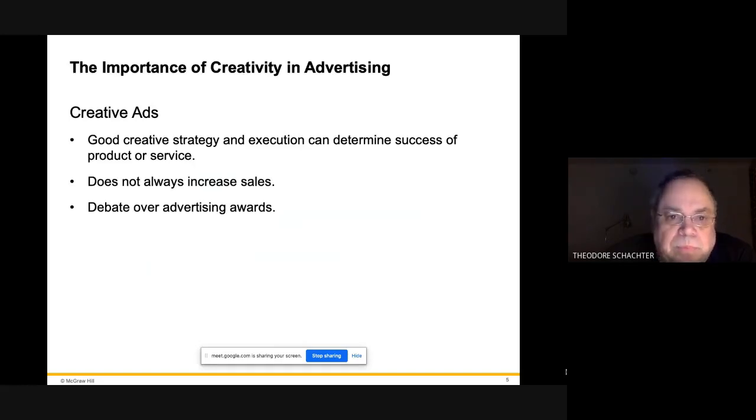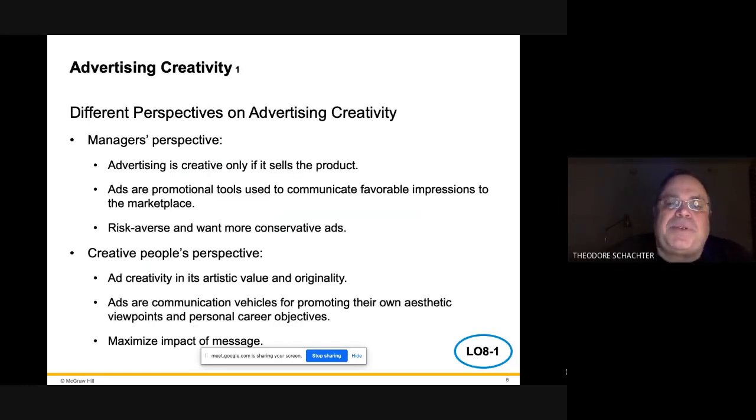So the different perspectives on creativity, which are sometimes tested. So, for example, from a manager's point of view, and by manager, we speak about the client side, right? They only care if it's creative if it sells the product. If it doesn't sell the product, it wasn't creative. The ads are nothing more than promotional tools, and they have to be received favorably in the marketplace. But again, it's about sales.